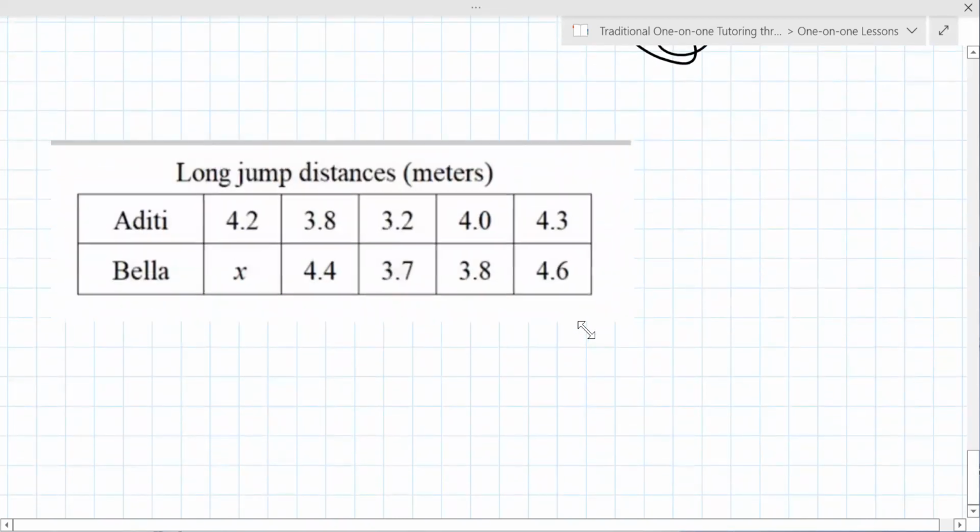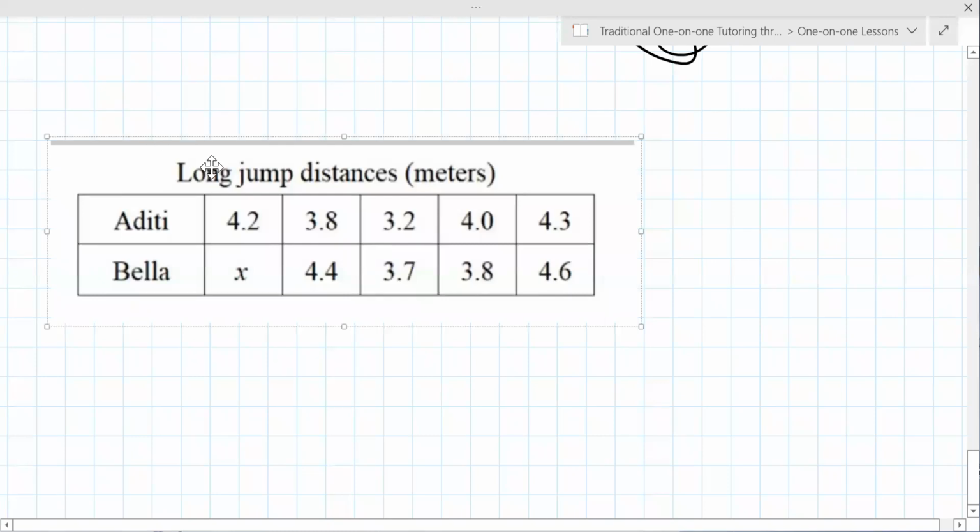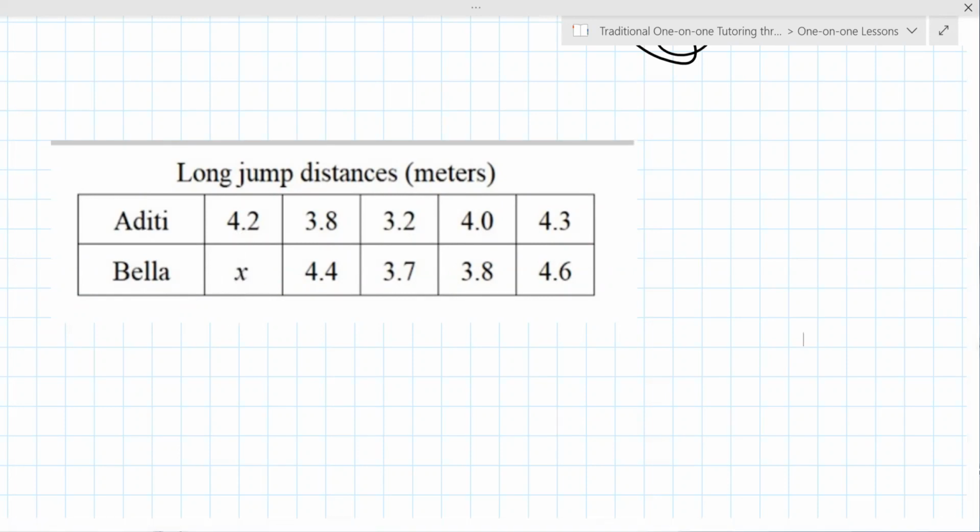All right, so can you tell me what is going on in this table? You've got 2 people's names and then long jump distances in meters. Ella didn't jump as many times as Addie did. Well, they did, we just don't know how far it is. Although you might think it's a scratch or something, but we actually just don't know that number.